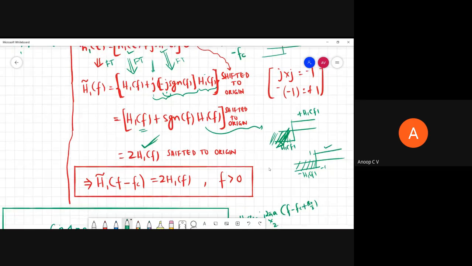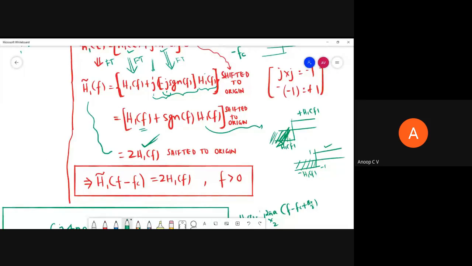So this low pass equivalent of this band pass spectrum becomes 2 times h1 of f. But what happens is the negative frequency part gets cancelled, and the positive frequency part, whatever is there, gets doubled. If you remember what h1 of f was, I'll draw the h1 of f again here. h1 of f was like this. The negative frequency part got cancelled, it is not there, and the positive part became double.